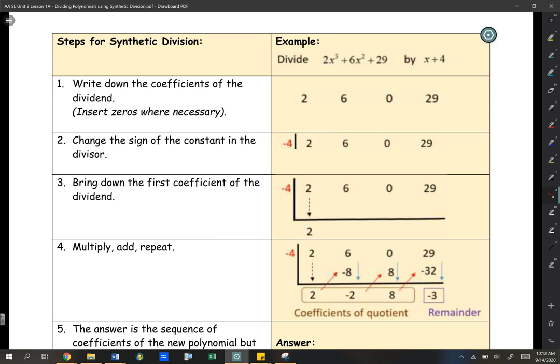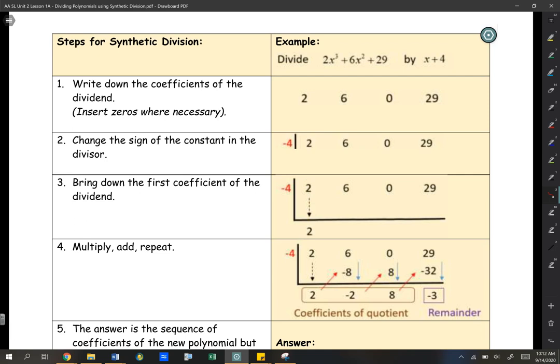So far, so good. Then what we're going to do is take this, our factor. We need to put the root that we're testing in the box. Well, if x plus 4 is the factor, the root or the zero is going to be negative 4. And that's going to go right in this corner. So that's the next step. We're going to bring down the coefficient of the dividend. So the first coefficient, we're just going to bring it down and put it right in that position.